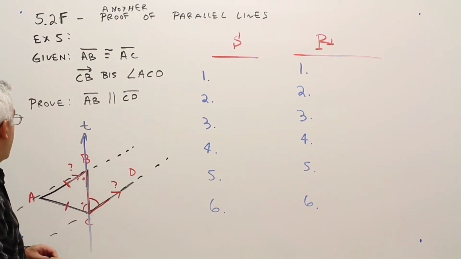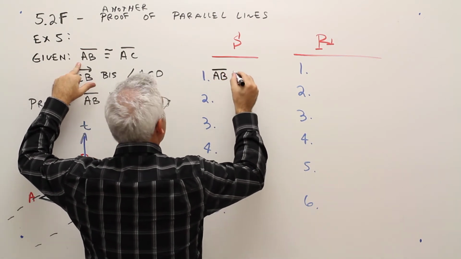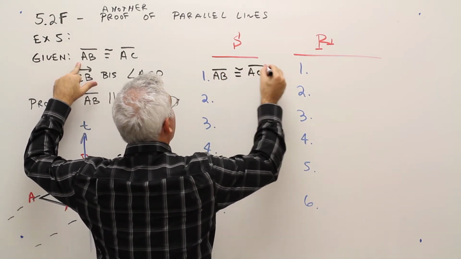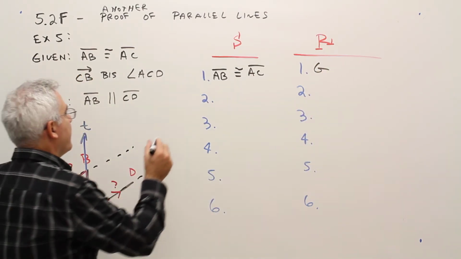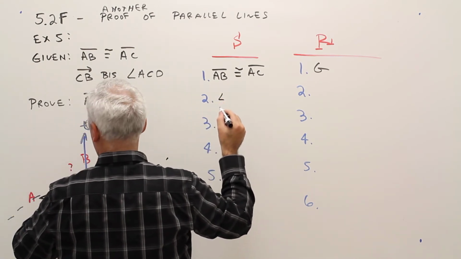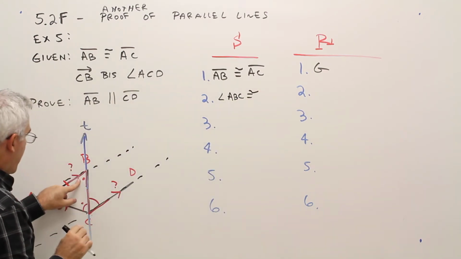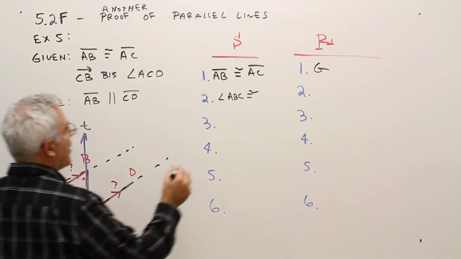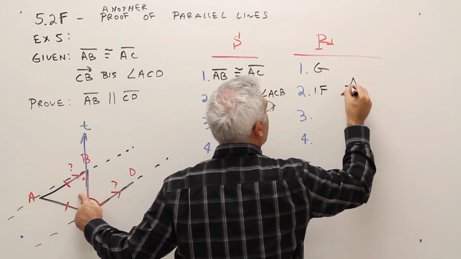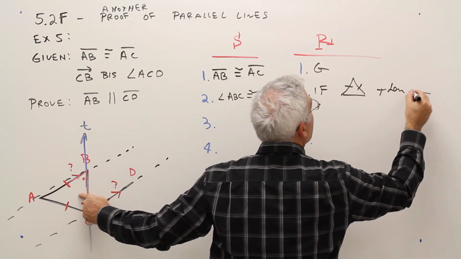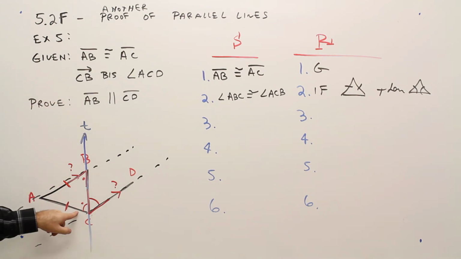So here I go. We'll just start with this. AB is congruent to AC, given. From that, I got these angles right here. Angle ABC is congruent to angle ACB, if sides, then angles. Okay, then I've got that bisector.